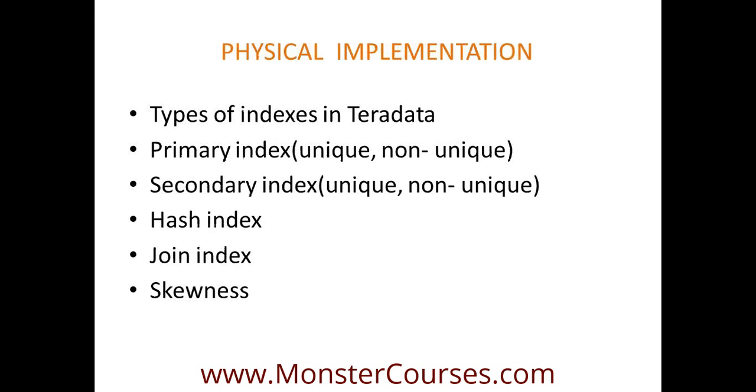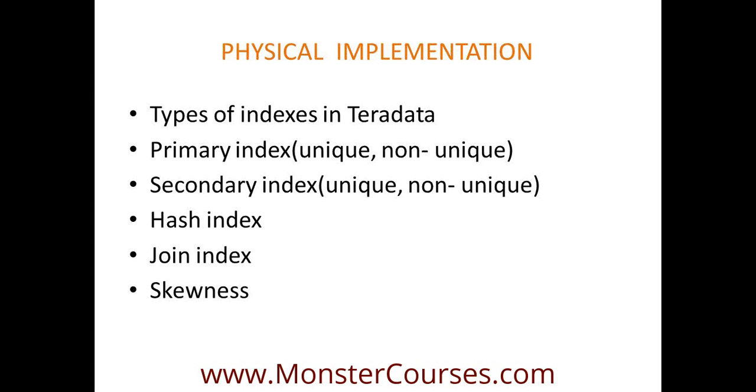And this is the physical implementation. This is very important for everybody, not only for DBAs, even for architects and developers, they must know these things. While creating a table, you must define a primary index. Based on that only the data will be distributed. If it is an uneven distribution, you will find skewness. If there is a skew, whenever you read the data from that particular table, it's an expensive query.